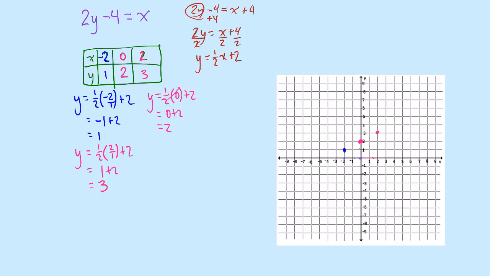From here, now that we have 3 points, technically we could do it with 2, but we want to use the third just to double check that what we're doing is correct. We are going to graph our line here. And it's infinite, so we're going to put arrows on both ends. And there is the graph of 2y minus 4 equals x.